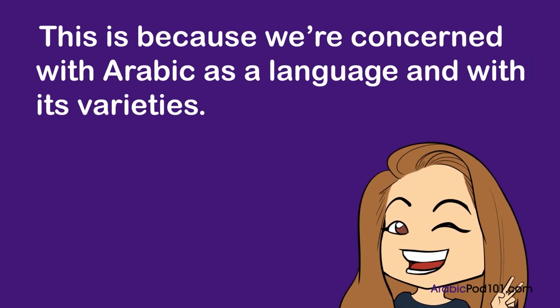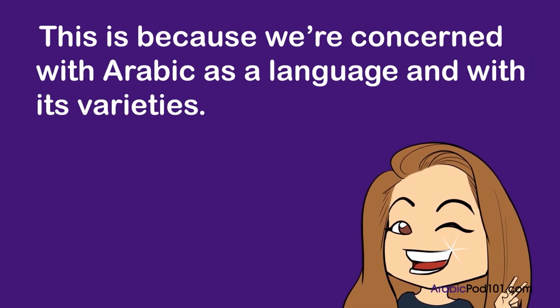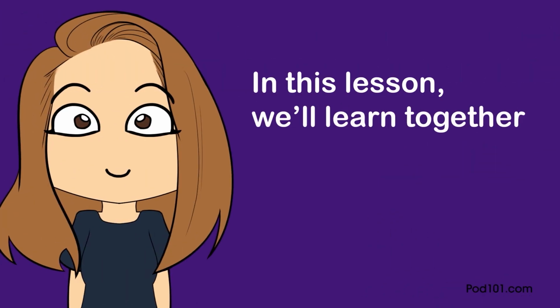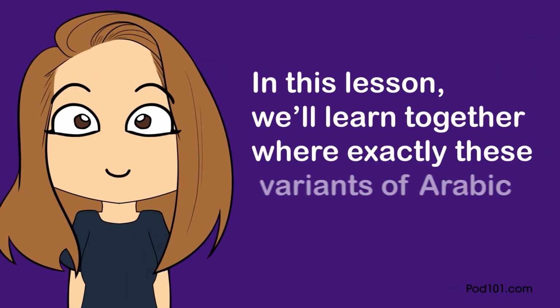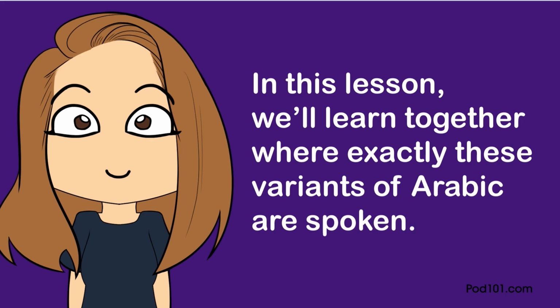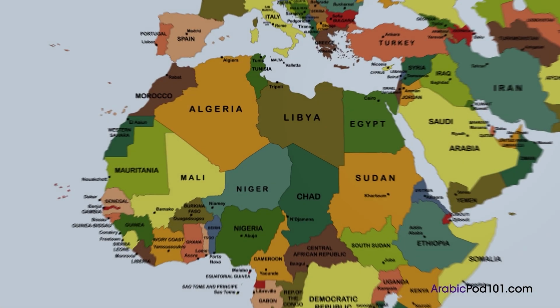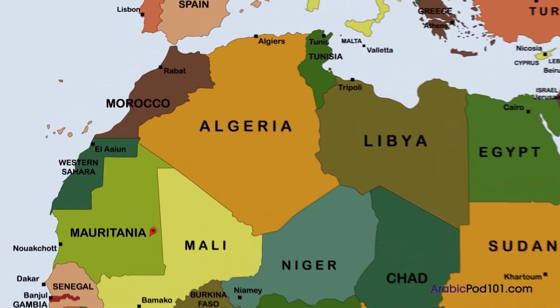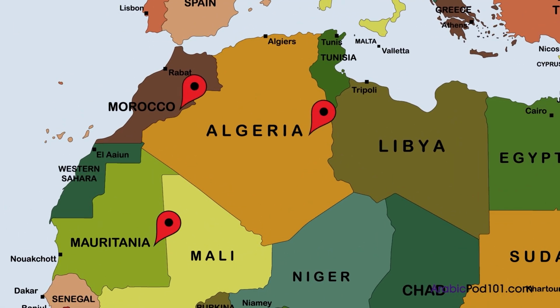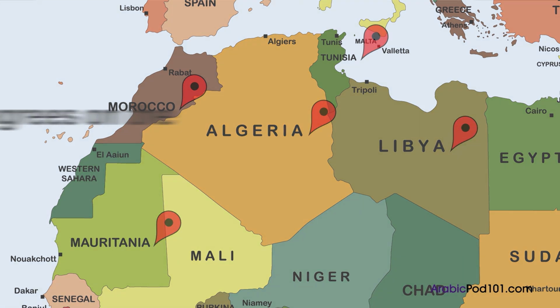That's because we're concerned with Arabic as a language and with its varieties. In this lesson, we will learn together where exactly these variants of Arabic are spoken. Let's start from left to right, from Africa to Asia. First, we have the Maghreb region, which includes Mauritania, Morocco, Algeria, Tunisia, and Libya.